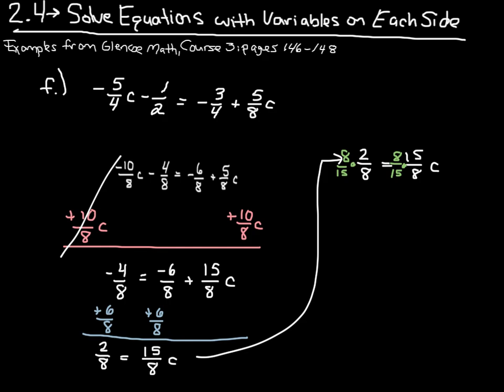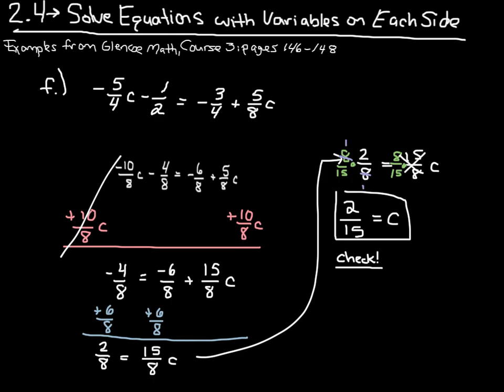And a cool thing happens. This cancels. And then our 8's here can actually cross simplify as well into 1 and 1. And so all we're left with is 1 times 2 is 2. 15 times 1 is 15. And so 2/15 equals C. Of course, it's still important to check this.